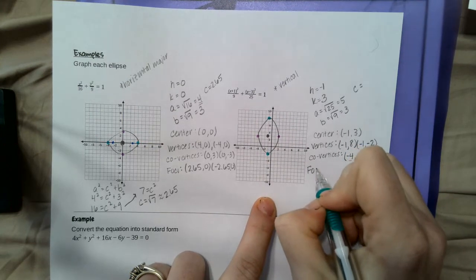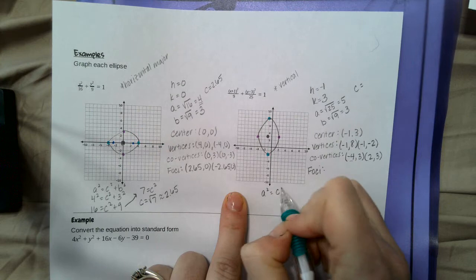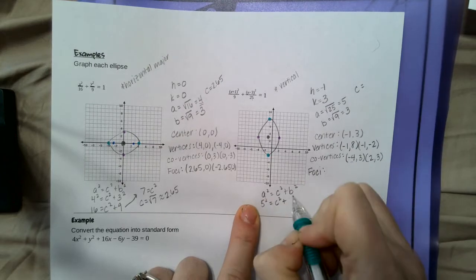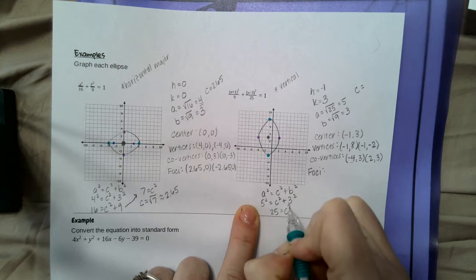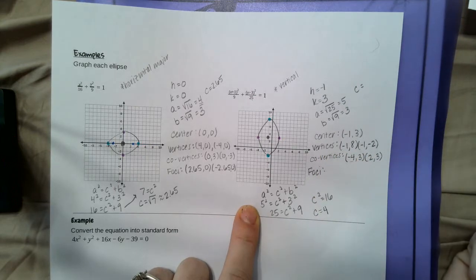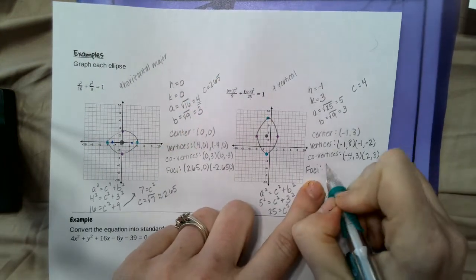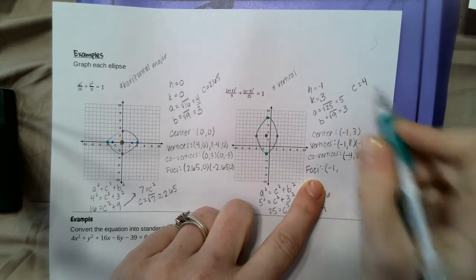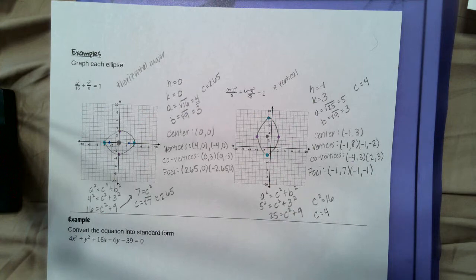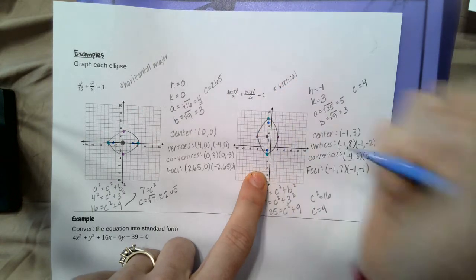Okay, my foci, those are the last ones I have to find, but I don't have my C value yet. So I'm going to do A squared equals C squared plus B squared. So my A is 5, 5 squared equals C squared plus 3 squared. So 25 equals C squared plus 9. C squared has to be equal to 16 then, therefore C has to be equal to 4. So that means I'm going to go up 4, down 4, okay, from my center. So that would make me be at -1, comma, 3 and 4 make 7. And -1, comma, 3 minus 4 is -1. And then I can go ahead and graph my foci. So 1, 2, 3, 4, there's a foci. And 1, 2, 3, 4, there's the other one.